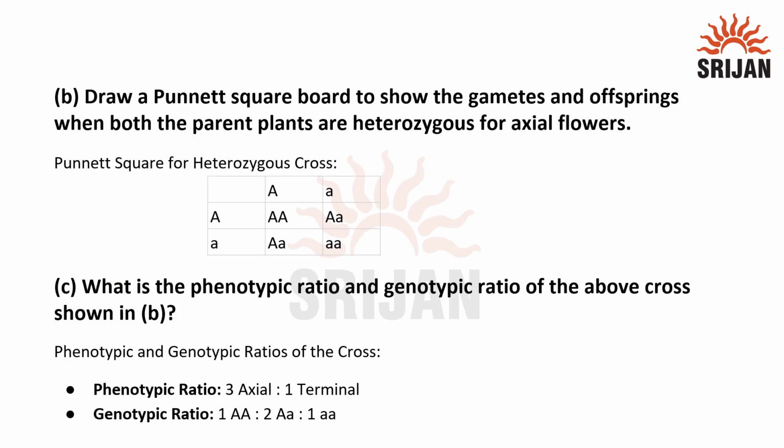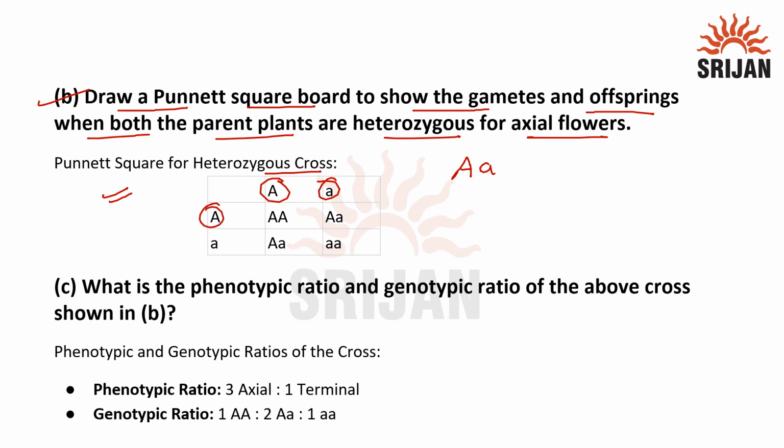Now let's answer the B part. Draw a Punnett square board to show the gametes and offsprings when both the parent plants are heterozygous for axial flowers. So here we have the Punnett square for heterozygous cross. Heterozygous means capital A, small a. So these are the gametes and here we have the possible combination of offsprings. So we have one capital A capital A, two capital A small a, and one small a small a.